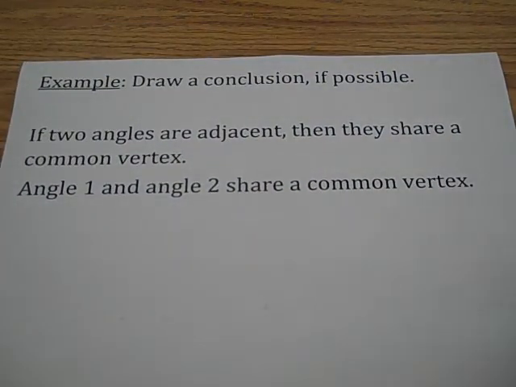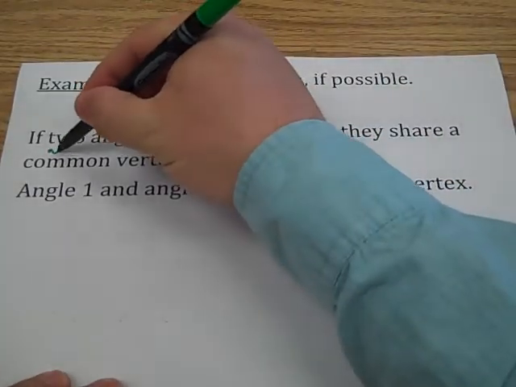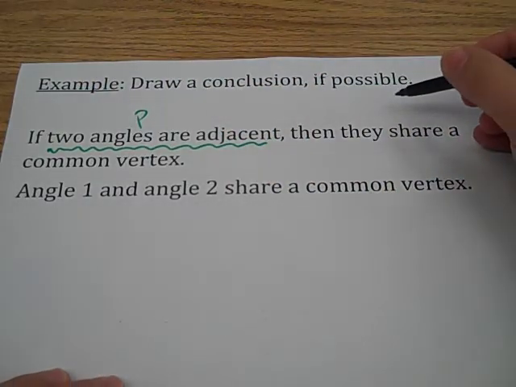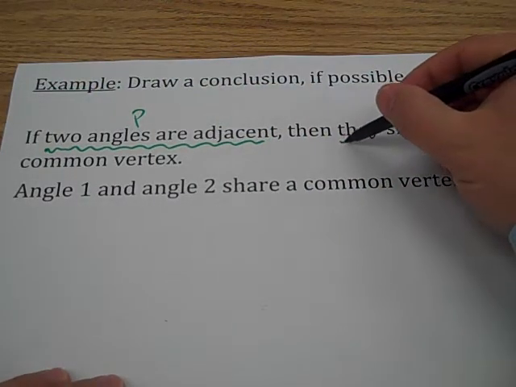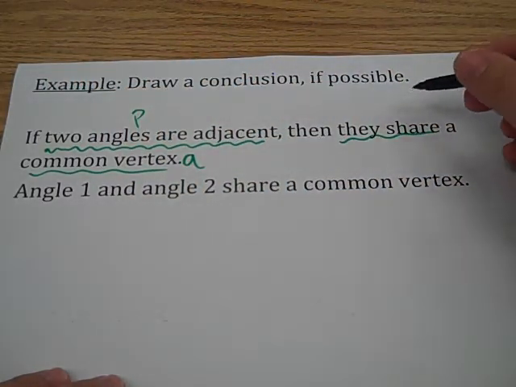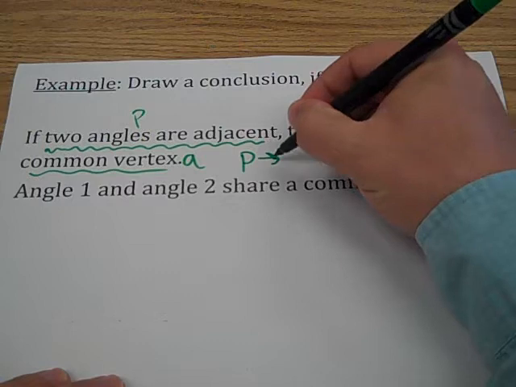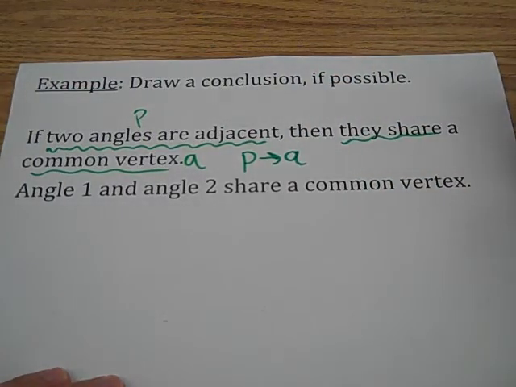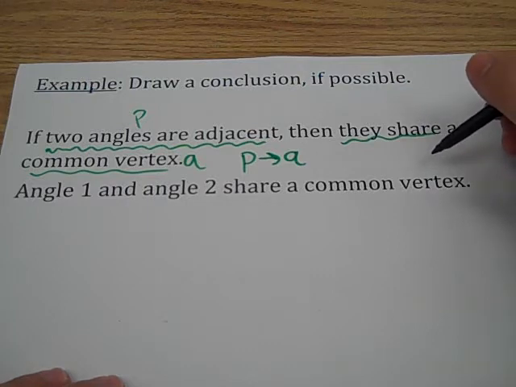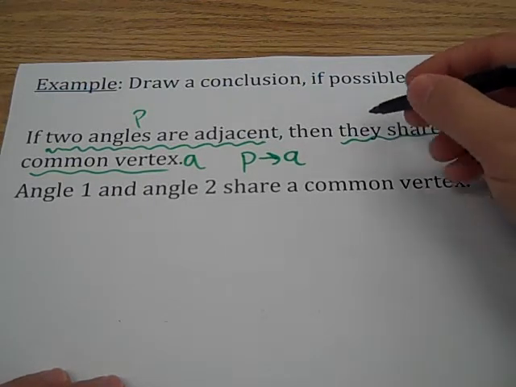I want to do another example. We can call this a non-example. We're going to try and draw a conclusion. In my conditional, my P is two angles are adjacent. My Q is they share a common vertex. So I have an if P then Q. Down here I have angle 1 and angle 2 share a common vertex. That's actually an example of Q.